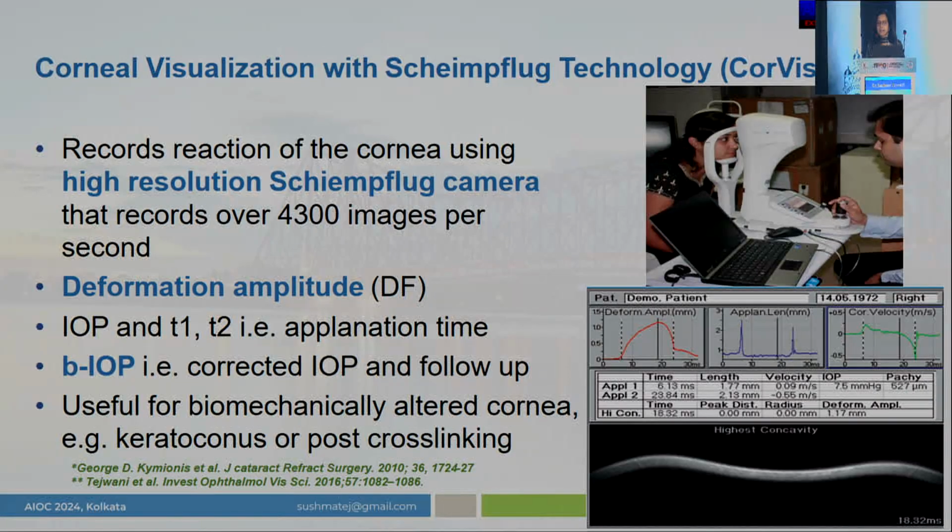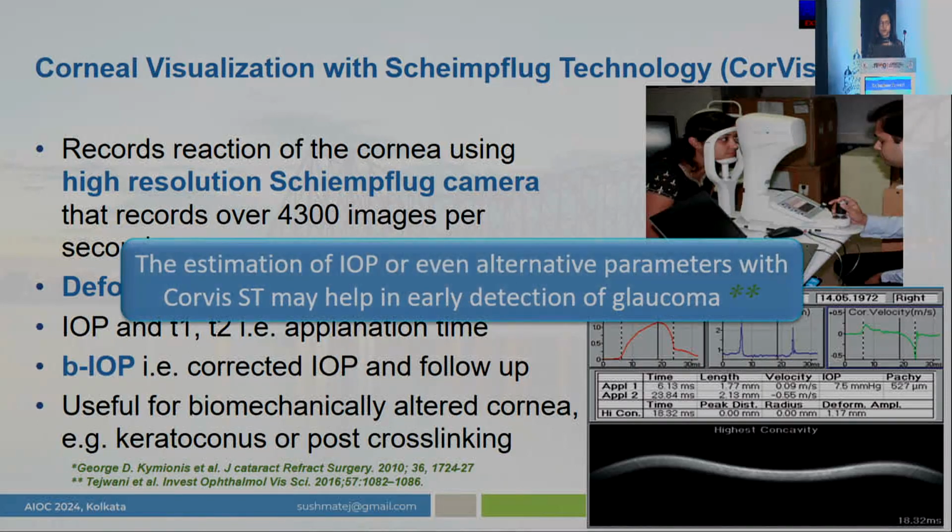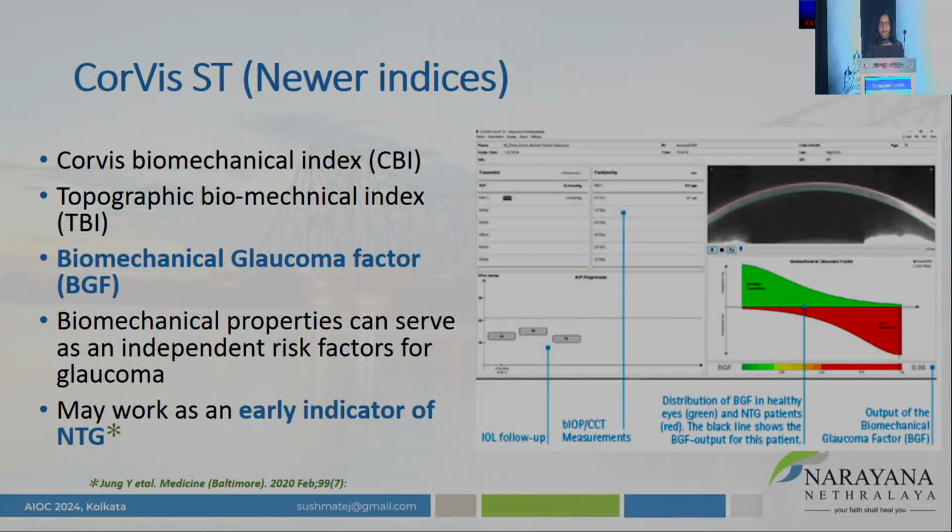The second best, or I would say technically the best for overcoming biomechanical properties, is Corvis ST. It's a high resolution Scheimpflug camera which calculates the deformation amplitude by putting a constant force of air on the cornea. And bIOP is supposed to be the corrected one, which is useful. And also the other parameters like deformation amplitude do suggest intraocular pressure in situations like keratoconus post-cross-linking.